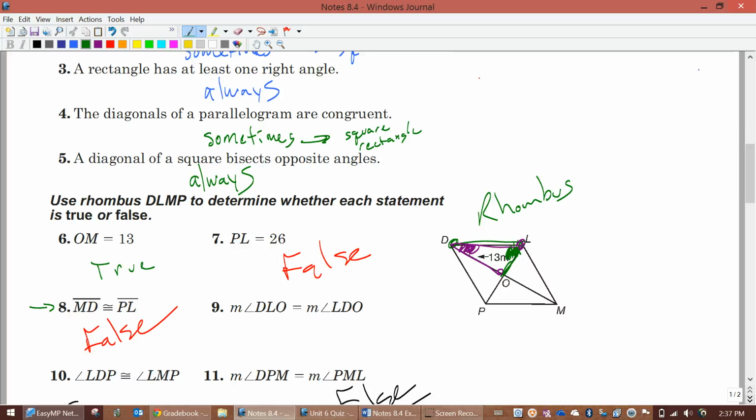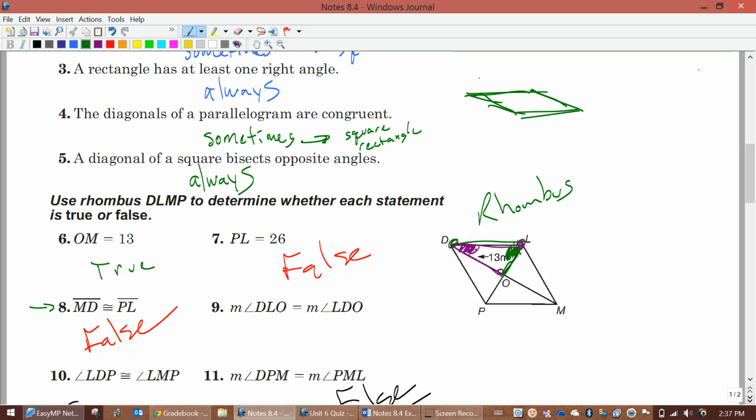Could you push this rhombus over, like push that segment off to the side, like tilt it even more? Would it still be a rhombus? It would. If we just shifted it over and made it more pronounced, more slanted. Does that make sense? To the left.